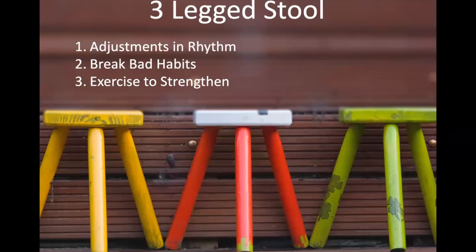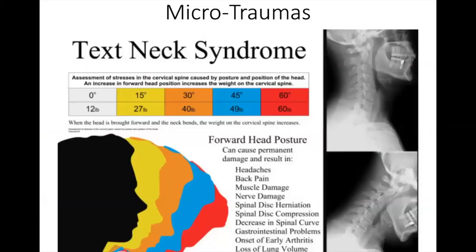So we're going to stop doing these bad habits. And first one being texting. People, when they text, usually their head is in a forward head posture. And you look at the x-ray on the right, you can see that when the head's in a forward head posture, we lose that curve that's in the neck. And that curve is designed for a couple of things. Number one, it's designed to dissipate the amount of force that's pushing down on the head. But in addition, it provides adequate space for your spinal cord.